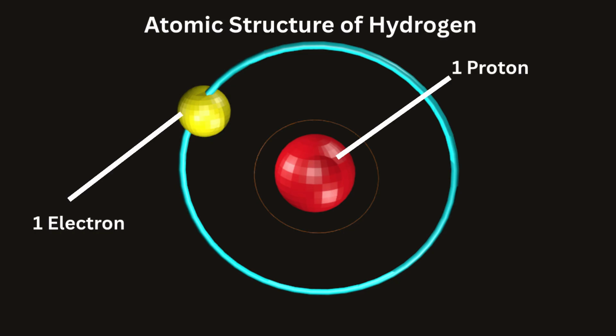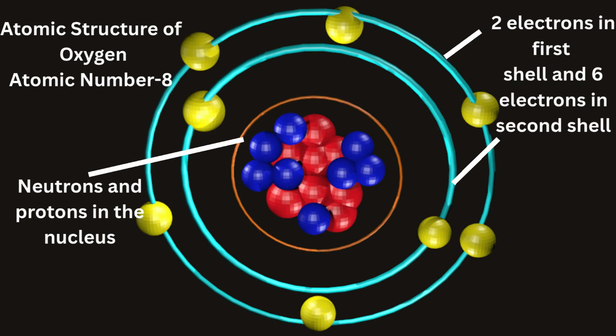Let's look at hydrogen. Hydrogen has 1 proton and 1 electron. That single electron occupies the first shell. Now oxygen. Oxygen has 8 electrons. 2 electrons go into the first shell and the remaining 6 go into the second shell. The arrangement of electrons is very important because it affects how atoms react chemically.